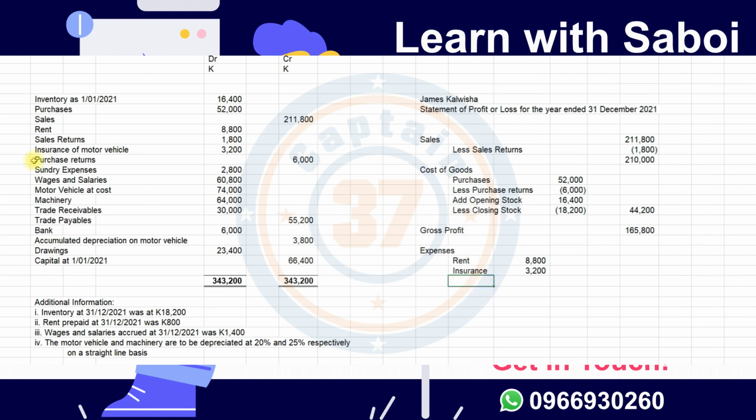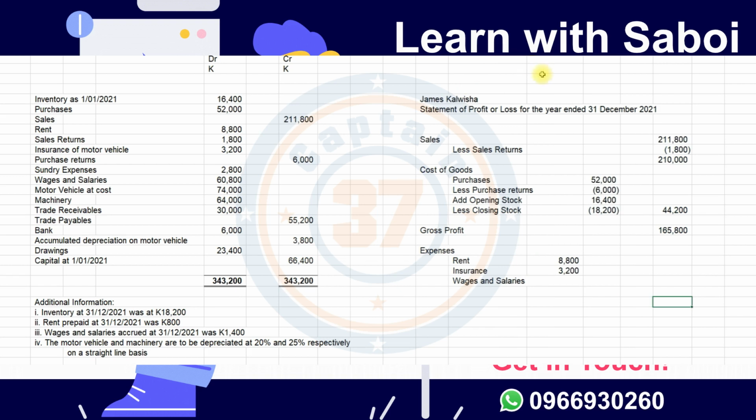What do we have next? Purchase returns. Is this an expense? No. Is this an expense? No. Wages and salaries an expense? Yes. So put wages and salaries. Again, wages and salaries, just to make sure the work is orderly, some space. Okay, like that. Wages and salaries is how much we are given. Wages and salaries, that's the amounts.